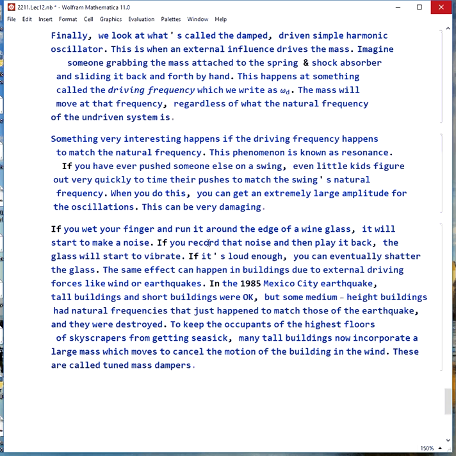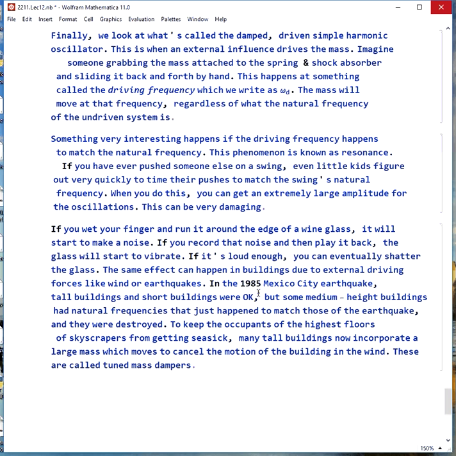You can see the same thing happen in buildings during earthquakes. There was an earthquake in Mexico City in 1985 where tall buildings and short buildings seemed to get through just fine, but medium height buildings happened to have natural frequencies right about that of the earthquake, and they were destroyed, at least some of them.